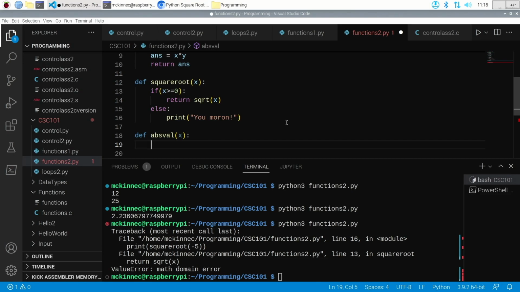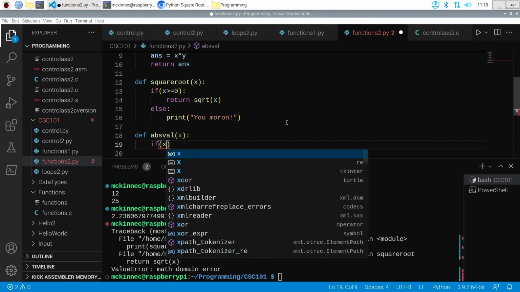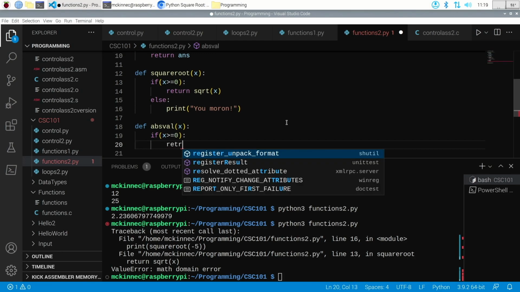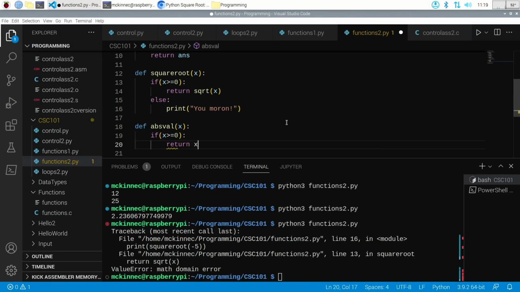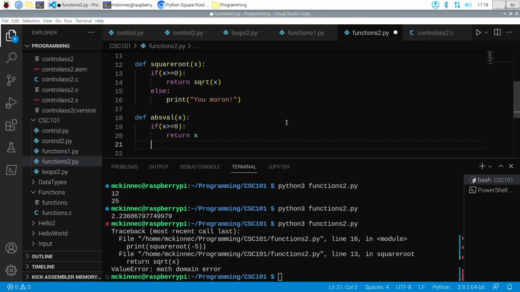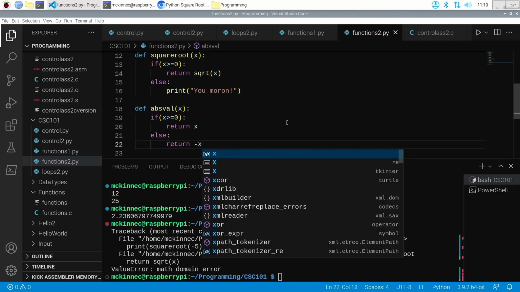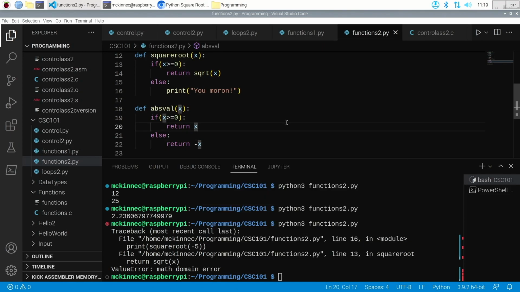So you would write something like this: if x is bigger than or equal to 0, return x. Otherwise, what do I do? Well, if I have a negative number and I stick another negative sign in front of it, what happens? The negatives cancel and I get a positive. So that right there is the way of defining absolute value. Now let me write this in math notation up on the board.